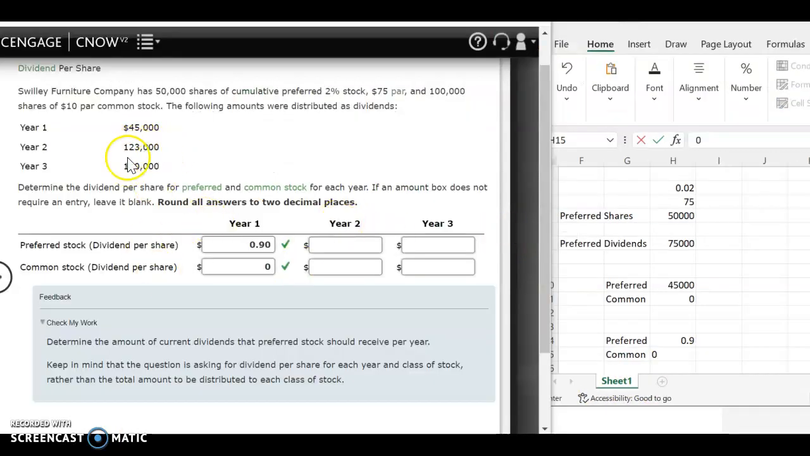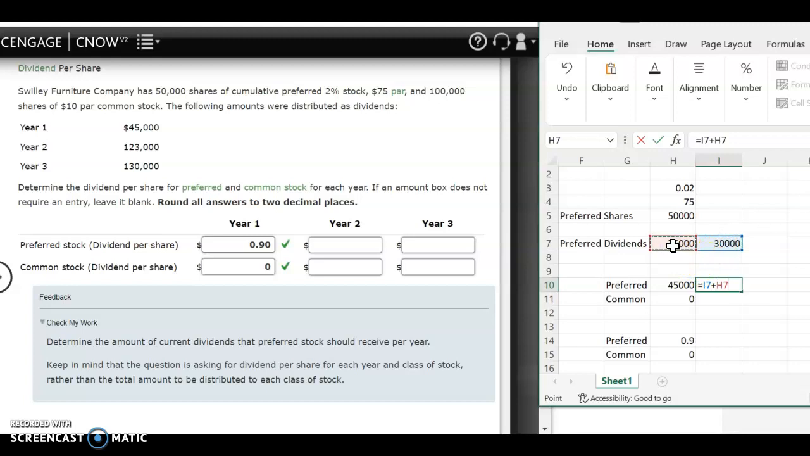Okay, in year 2, we gave out $123,000 of dividends. Okay, first we need to figure out how much do we owe preferred from last year. So they normally get 75,000. We only paid them 45,000. So we owe them the 30,000. So we're going to pay them the 30,000 plus this year's 75,000. And that's going to be 105,000. So 123,000 minus what we just gave preferred, and common will get 18,000.